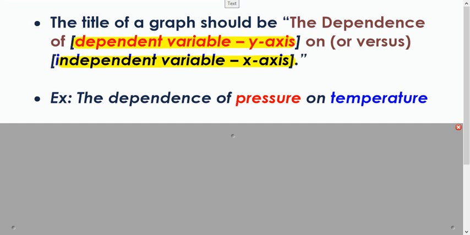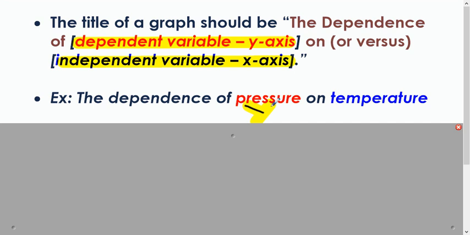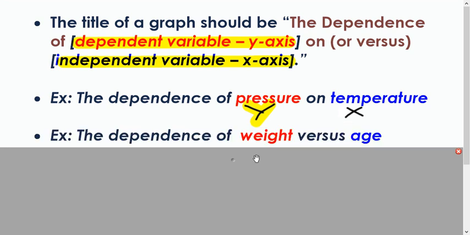because pressure changes because of temperature, not the other way around. So this is my y-axis versus my x-axis. So the title actually tells you which variable is which. Temperature should be on the x-axis and pressure on the y.